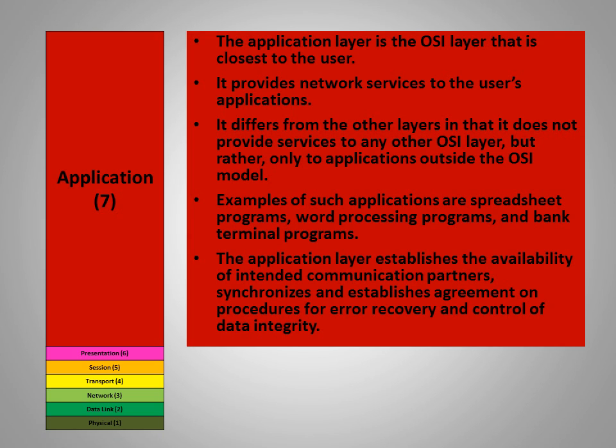The final layer, number 7, is the application layer. It's the closest layer to the user. As the name suggests, the application layer is concerned with services to the user's application and not the flow of data on the network. This is the only layer which is not providing any services to another OSI layer. It is the top layer, concerned only with non-OSI applications. It oversees error recovery and data integrity. Examples: spreadsheets and word processing applications on the desktop.